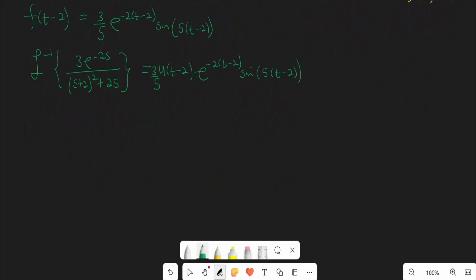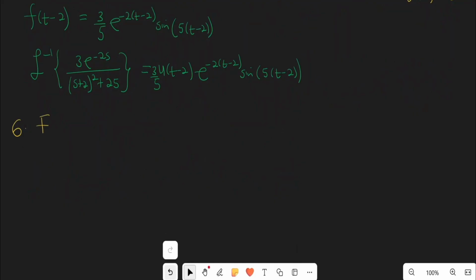Alright, cool stuff. So now the last one, this is the very last one, question 6. We are asked to find the Laplace inverse of this function. The function is e to the negative s divided by s into s squared plus 4, like this.